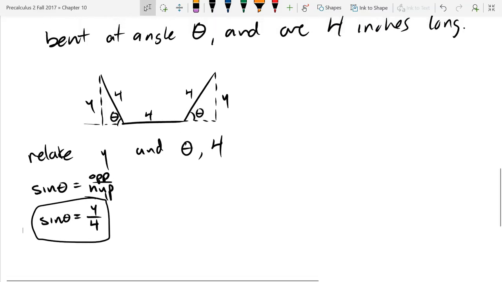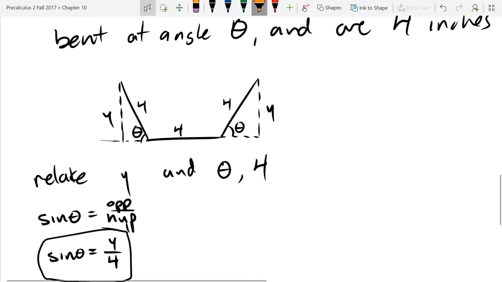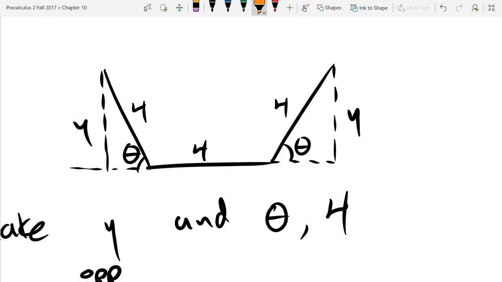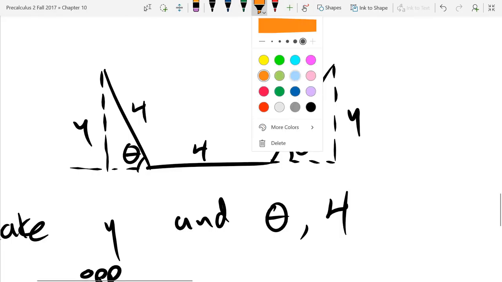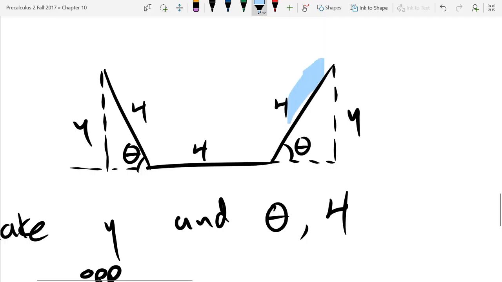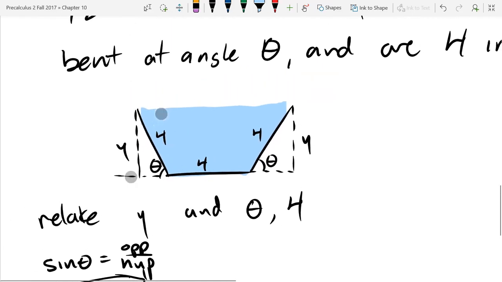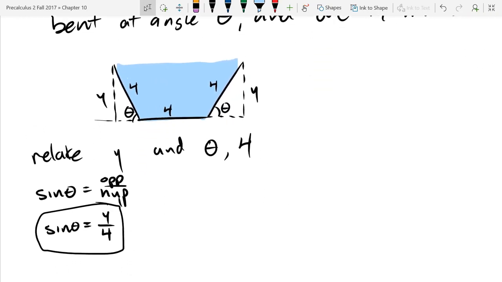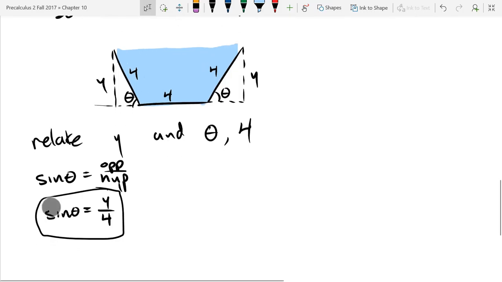Now I want to figure out what is the total area inside this shape. I think it's called a rhombus. So I'm going to shade in the area with my highlighter. I can even make it watercolored. All right, so when it rains, the gutter fills up with water, and we want to figure out how much water would be able to fit in there total before it spills out.